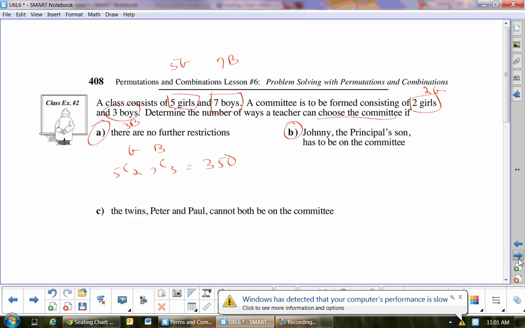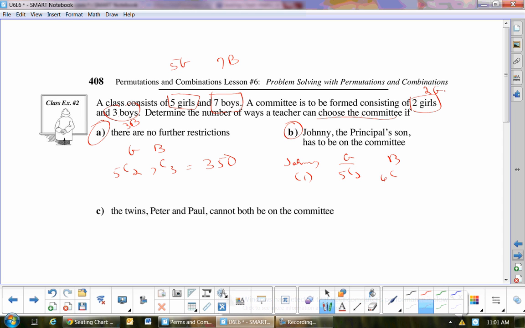Now, since this is a combination question, I cannot do the fundamental counting principle. That's important to know. So it's how many ways can I choose Johnny? I can only choose him once. Okay? How about the girls? Choose 2. Oops. And the boys? 6, choose 2.